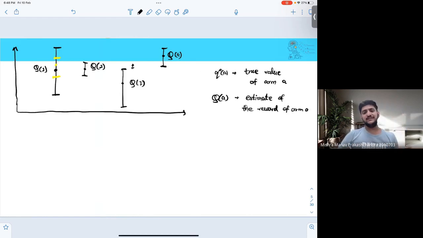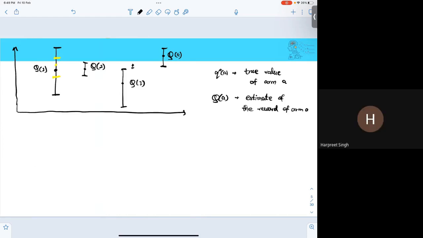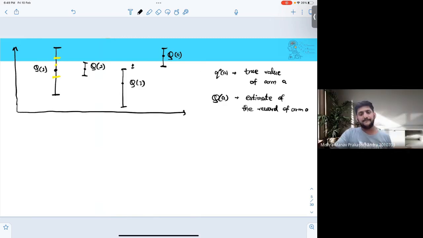So my goal is to make my capital Q closer and closer to Q star of A. But note that I never have access to Q star of A. In the RL problem, Q star of A is something that we never have access to. Whatever we have is some sort of an approximation that we reach. So the assumption is that the more sampling you do, the closer you get to the original Q star value.